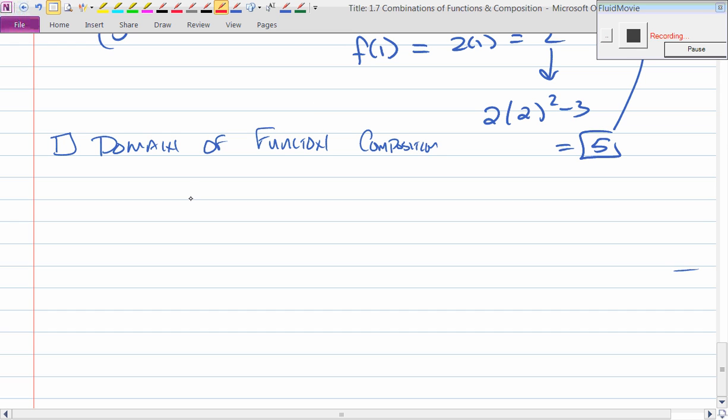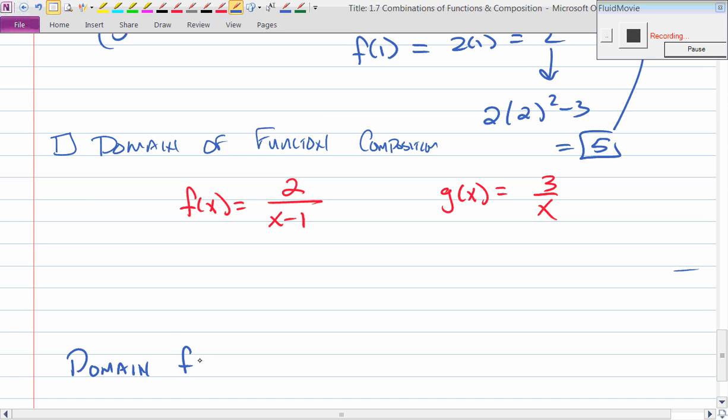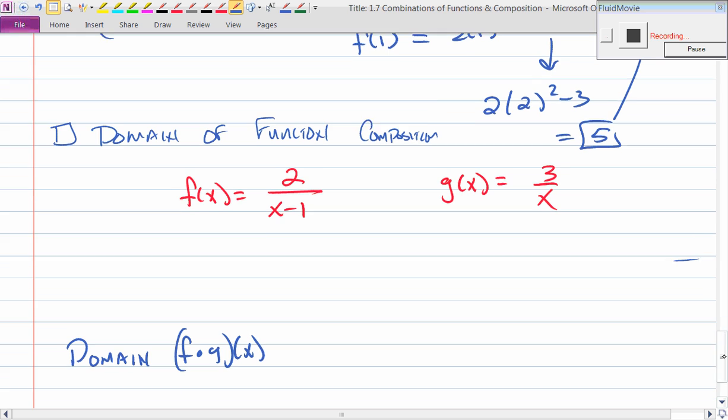Let's say I have f of x, which is equal to 2 over x minus 1. And let's say I have g of x, which is equal to 3 over x. And I'm going to leave some space here. I want to figure out the domain for f of g of x. So the composition. When I plug g into f, what's that domain going to be?